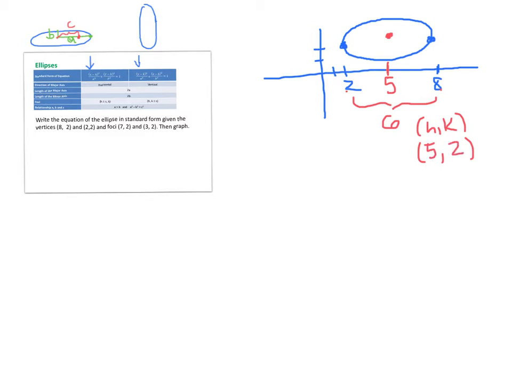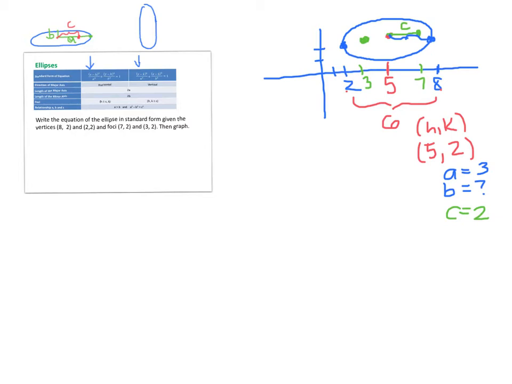Now let's plot the second point they give us. They give us that your foci are at (7, 2), so that's going to be right inside here, and at (3, 2), so this is out here at 7, and this is in here at 3. So what are we going to gain from this? I know that this distance is a distance of c, so c is going to be 2. I know that a, the distance out to the vertex from 5 to 8, is a distance of 3. So the big question is, what is b?